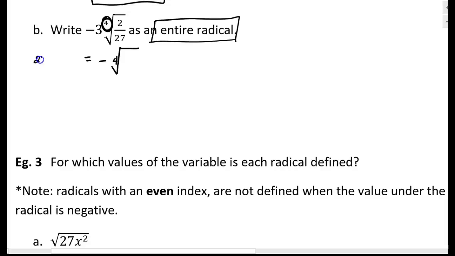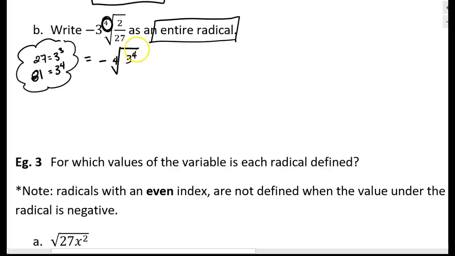Well, I know 27 is a perfect cube. It's 3 cubed. So what I'm looking for is actually 3 to the 4. Now you could leave it as 3 to the 4. That's an option. Or you can write it as 81. 27 times 3. Okay. So I'm going to write it as 3 to the 4.